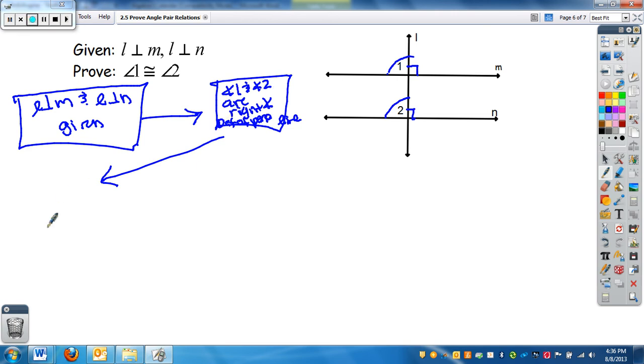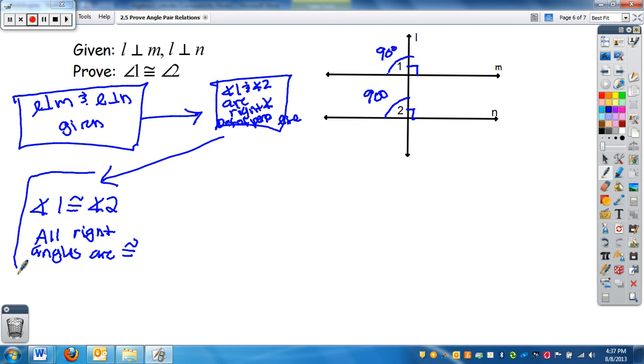Well, there's a theorem. You're actually going to do a little bit on your worksheet. Since these two are both right angles, then 1 and 2 are congruent. If you think about it, all right angles have to be the same measure. These are both 90 degrees. Since 1 and 2 are right, then 1 and 2 are congruent. You can state that by: all right angles are congruent. And you're done. You have 1 and 2 are congruent.